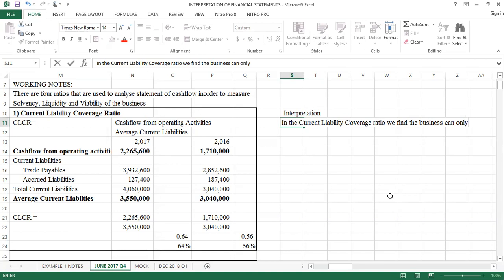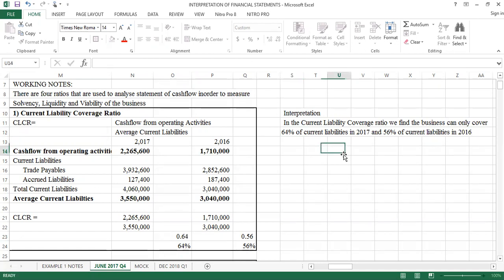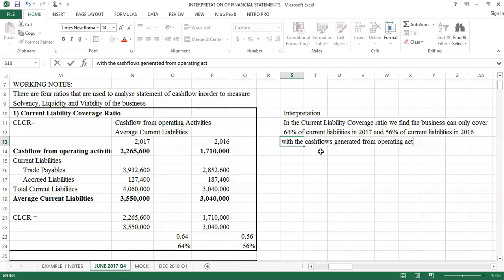can only cover, what can it cover? 64% of current liabilities in 2017, and what? 56% of current liabilities in 2016, with the cash flows generated from operating activities.